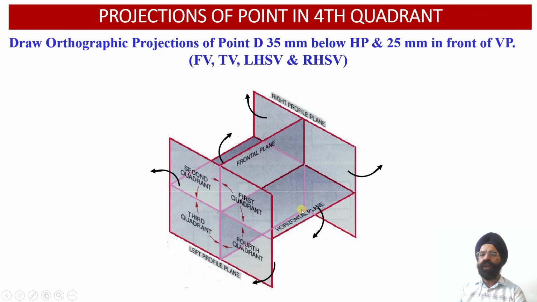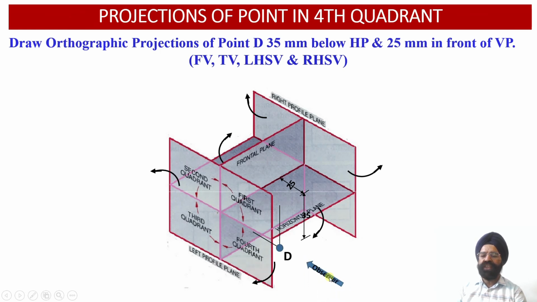So let us observe where we are going to obtain the projections of a point D which will be located in the fourth quadrant at a distance of 35 millimeter below the horizontal plane and 25 millimeter in front of the vertical plane. Here we have located a point D at a distance of 35 millimeter below the horizontal plane and 25 millimeter in front of the vertical plane.